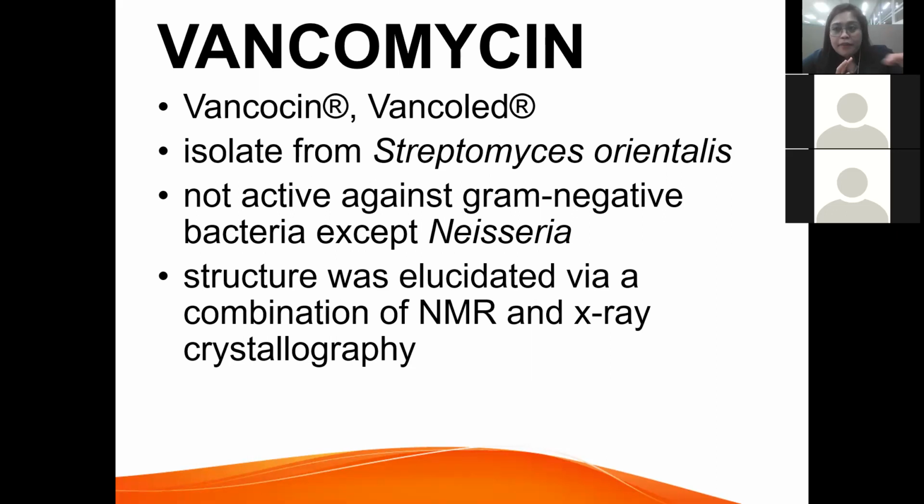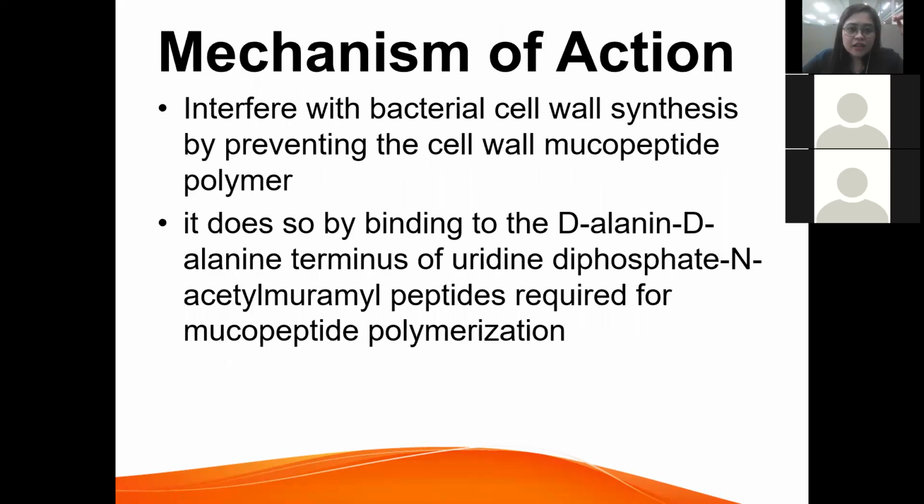Now, this is a polypeptide. Its structure is almost the same as those of the proteins. And how do they know the structure of vancomycin? Its structure was elucidated by a combination of nuclear magnetic resonance, or the NMR, and X-ray crystallography. Okay, that's how they know the structure of vancomycin, using very sophisticated machines like the NMR and the X-ray crystallography.